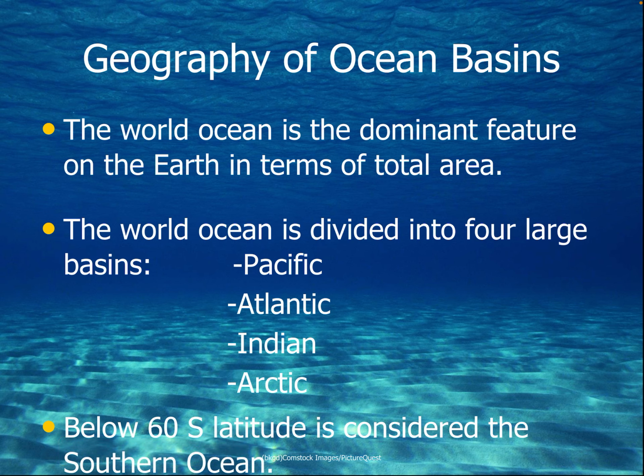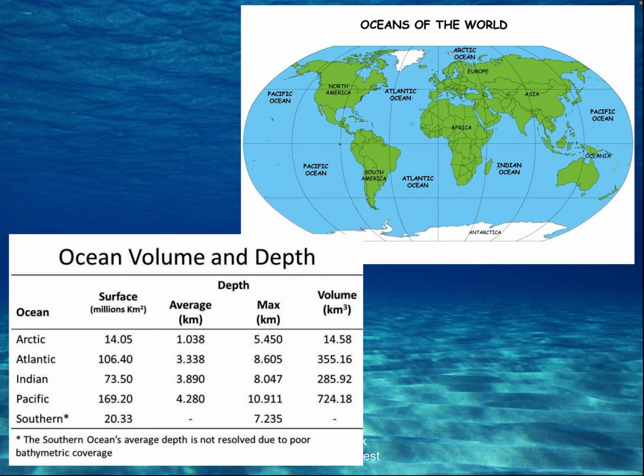Now, below 60 degrees south latitude is considered the Southern Ocean. If you look on a globe, you'll see the 60-degree south latitude line, and everything below that is regarded as the Southern Ocean, which is mostly parts Pacific, Atlantic, and Indian. But it is considerably different in temperature, waves, and the currents that flow through it. Here you see the location of the oceans, Arctic being around the North Pole, and the Southern is around Antarctica.